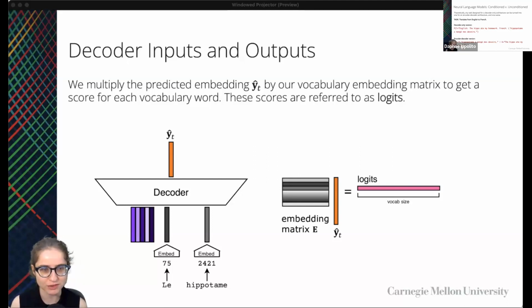So you can think of it as we have all of our embeddings for every word in the vocabulary. And for each of the words in the vocabulary, we're taking the dot product between the embedding for that word and the y hat sub t, the embedding predicted by our decoder. And when the dot product is high, there's going to be a large score in the Logits for that position. And when the dot product is low, there's going to be a small score in the Logits for that position.